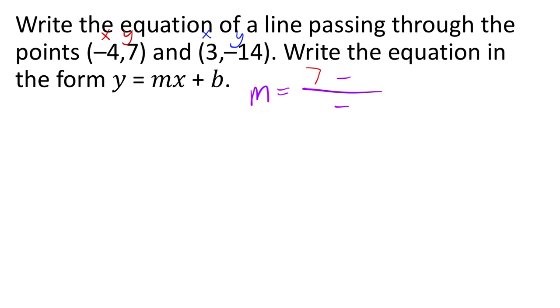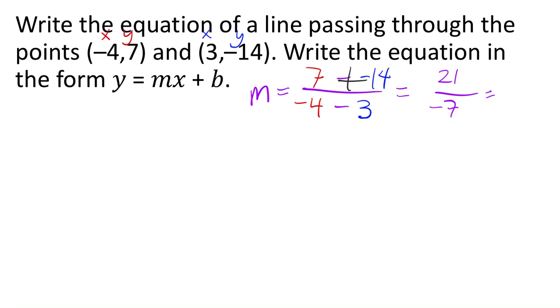I'm just going to do this in order. So we have the first one in red. The y is 7, the x is -4. And then we have the blue one where the y is -14 and the x is 3. Now I've got that minus negative, so I'm just going to show that as plus. And let's see what this comes out to. 7 plus 14 is going to be 21. -4 minus 3 is -7.